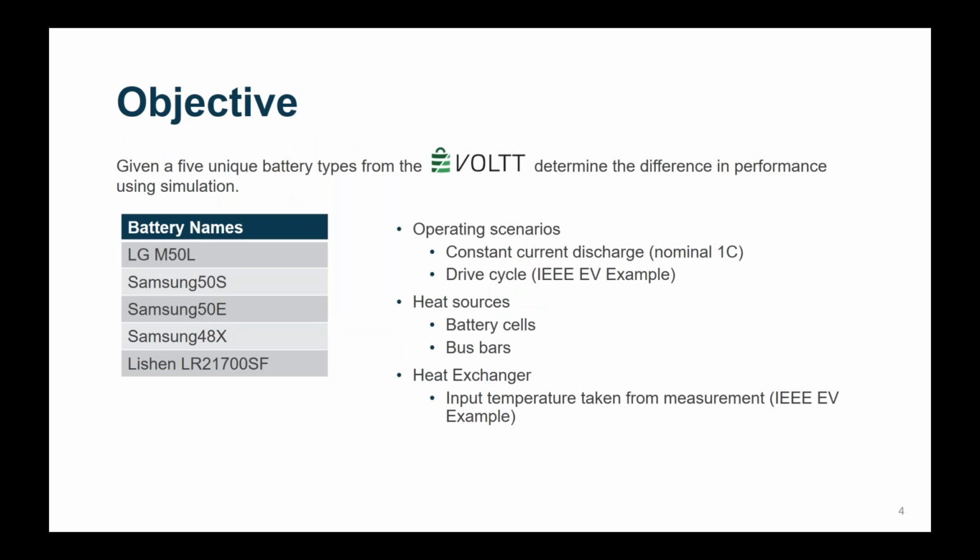So for the next engineering design study, we've taken 5 unique battery types from the Vault to determine the difference in performance using simulation. And we're using different operating scenarios, including constant current discharge at a nominal 1C rate, drive cycles from the IEEE database. Heat sources include the battery cells and bus bars, and there's a heat exchanger with the input temperature taken from measurement.